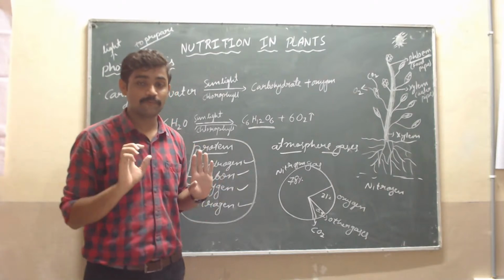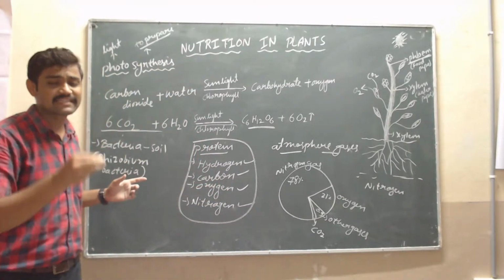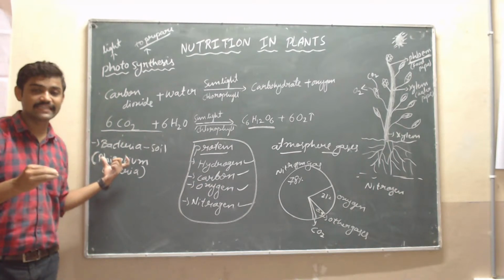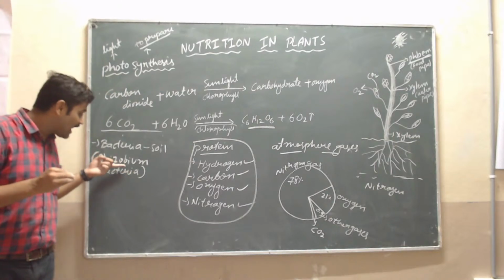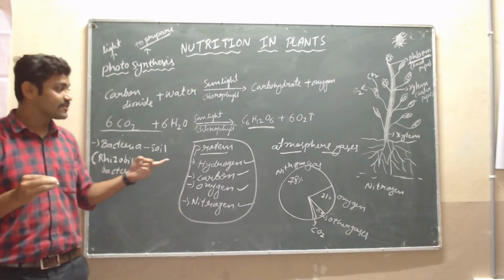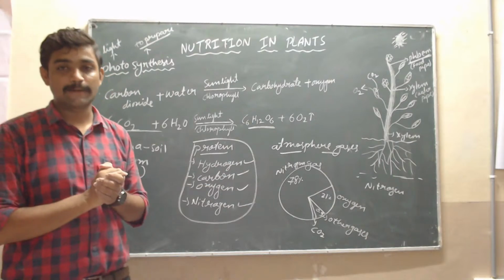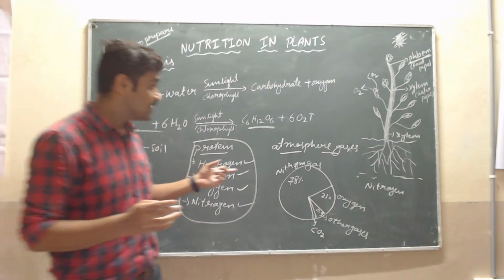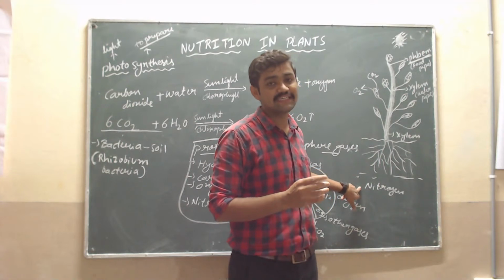That's why there is a fixed bacteria in soil, that name is rhizobium bacteria. With the help of rhizobium bacteria, nitrogen gas is converted into usable nitrogen. That usable converted nitrogen is present in the soil.